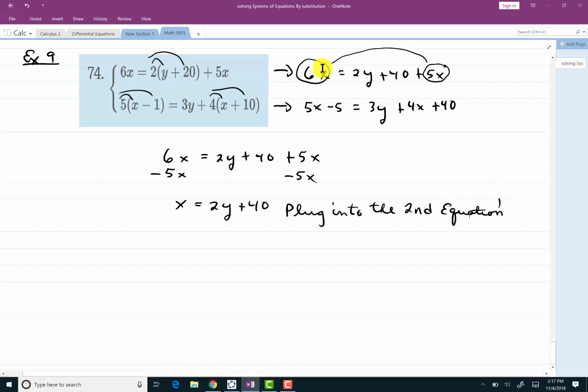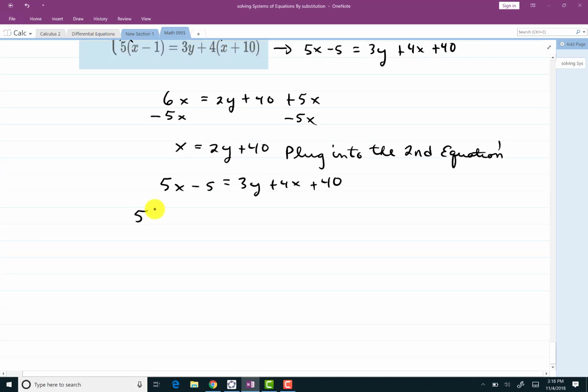It's important to note, I wouldn't have seen this little thing that I could do unless I had multiplied it out like I did. You notice too, in the second equation, I had a 4x that I might have subtracted, and I would have been able to get x by itself using that as well. But anyways, let's go to the second equation. 5x minus 5 equals 3y plus 4x plus 40. And let me replace everywhere I see an x with 2y plus 40. So I'll have 5 in parentheses 2y plus 40, minus 5, equals 3y plus 4 times 2y plus 40, plus 40.